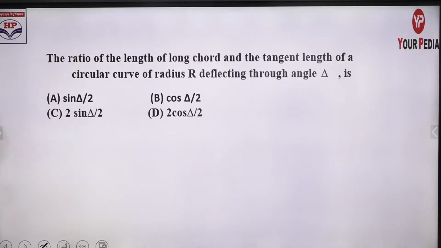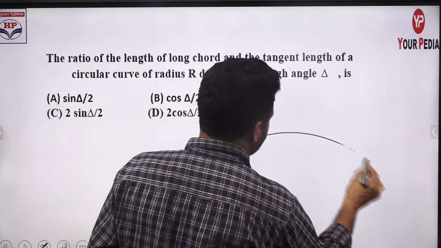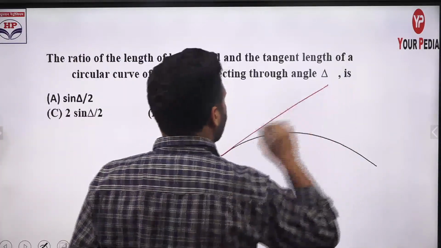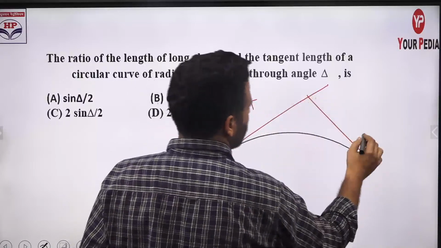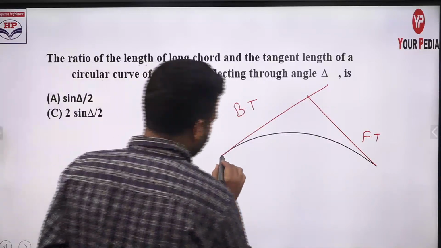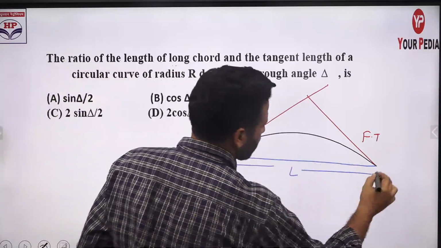So next question: the ratio of the length of the long chord and the tangent length of a circular curve. Suppose here we have a curve and the tangent that we draw here first is known as the backward tangent, and one more tangent here is known as the forward tangent. So this is the length of the chord. Let capital L be the length of the chord.